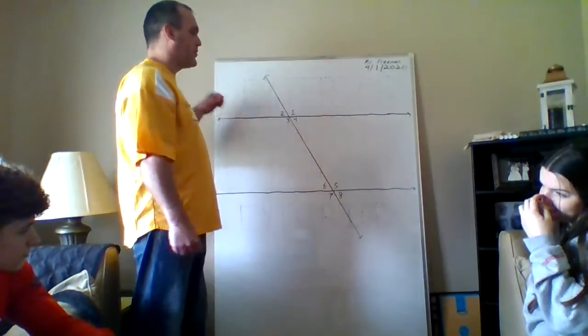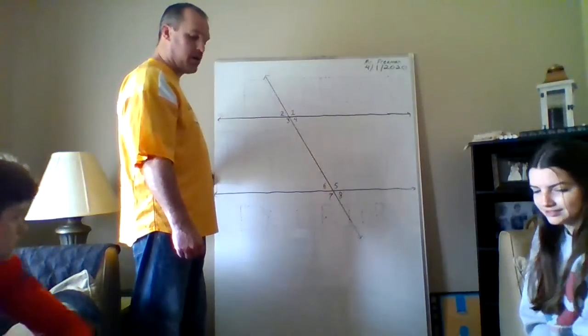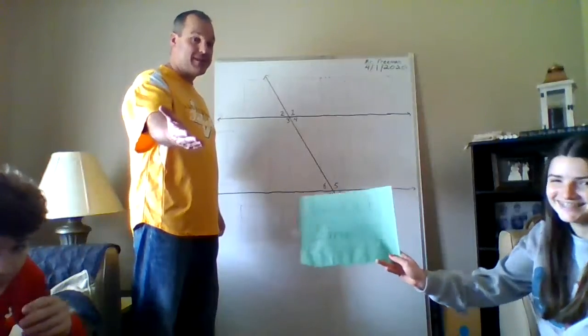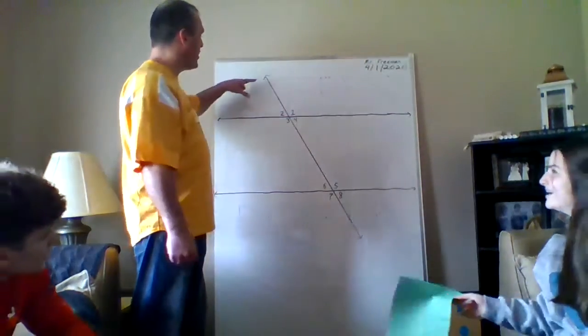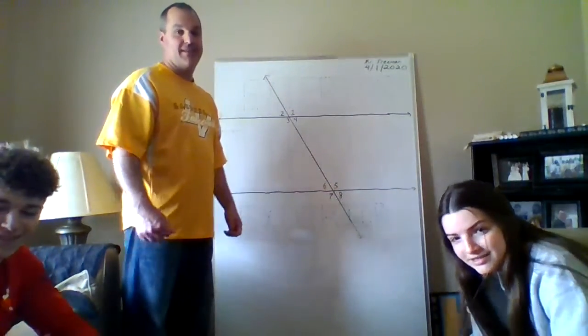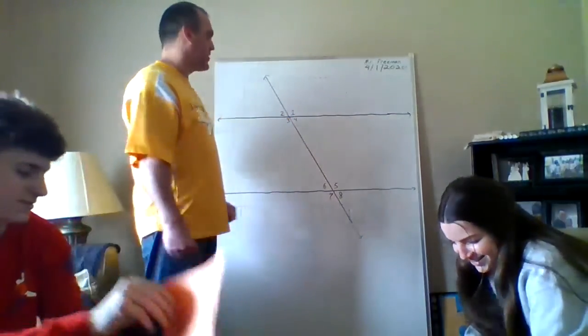I also wanted to review that line A and line B, girl, are what kind of lines? Parallel lines. Show the boys and girls out there. Parallel lines, good. Now, boy, line C is what kind of line? Transversal line. This is a transversal, good.